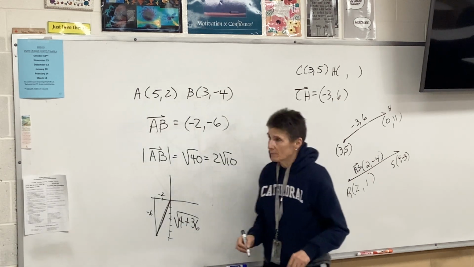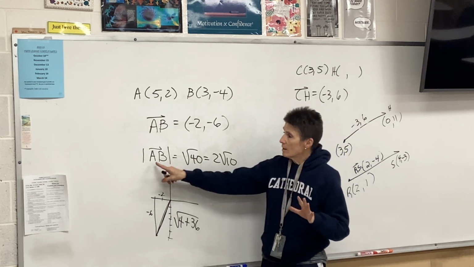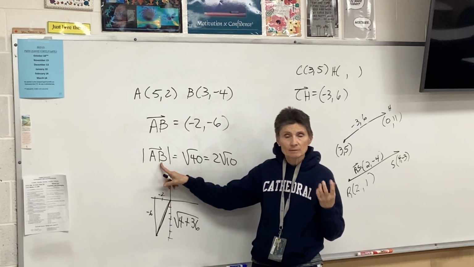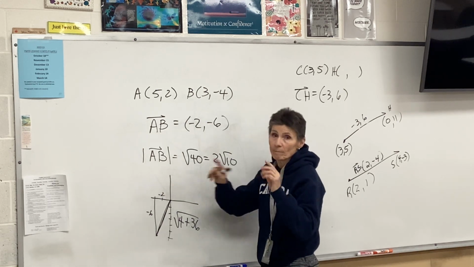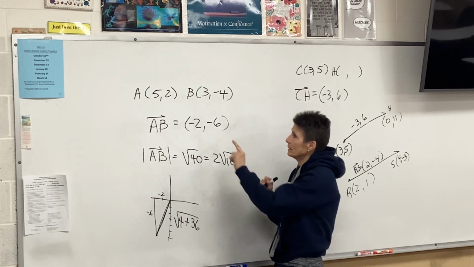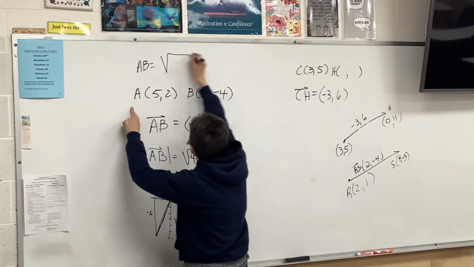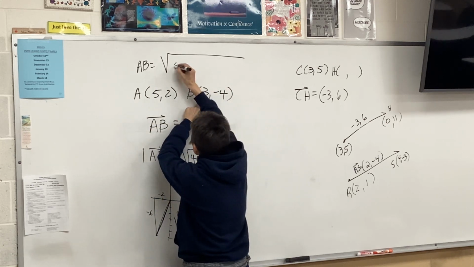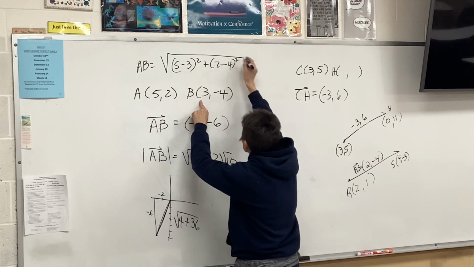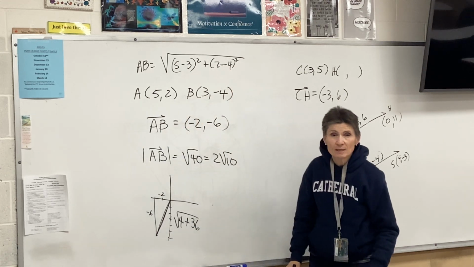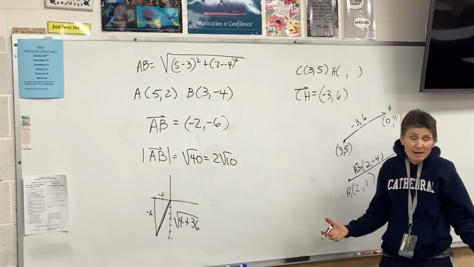Now, some of you are thinking, wait a second, Mrs. Ford. If I want to know the length of AB, could I just do the distance formula, our old distance formula, from A to B? And the answer is absolutely yes, you can. That distance is 5 minus 3 squared plus 2 minus 4 squared. Do you see that you're going to get the same thing? You absolutely are. And it doesn't matter how you do it.